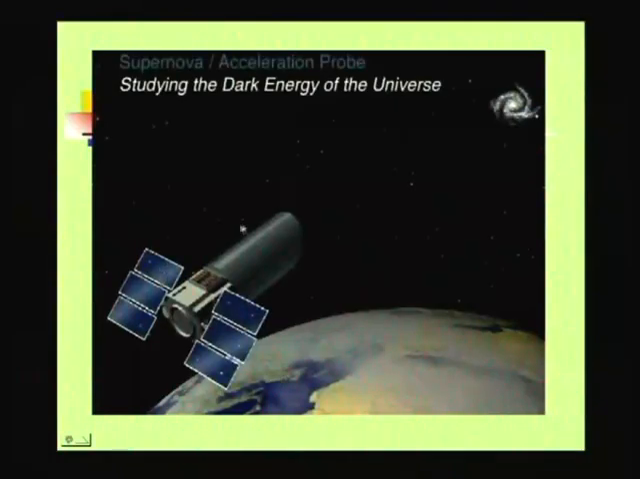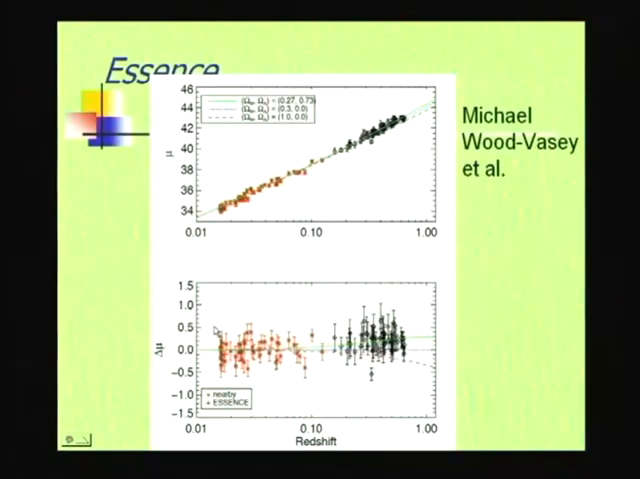This shows you a visualization of the satellite that is planned, the supernova acceleration probe, and the main aim of this satellite is to determine what the dark energy is. It's an enormous effort that is going on towards determining what this dark energy is. It's an unknown thing in our universe that is causing it to accelerate, very mysterious.